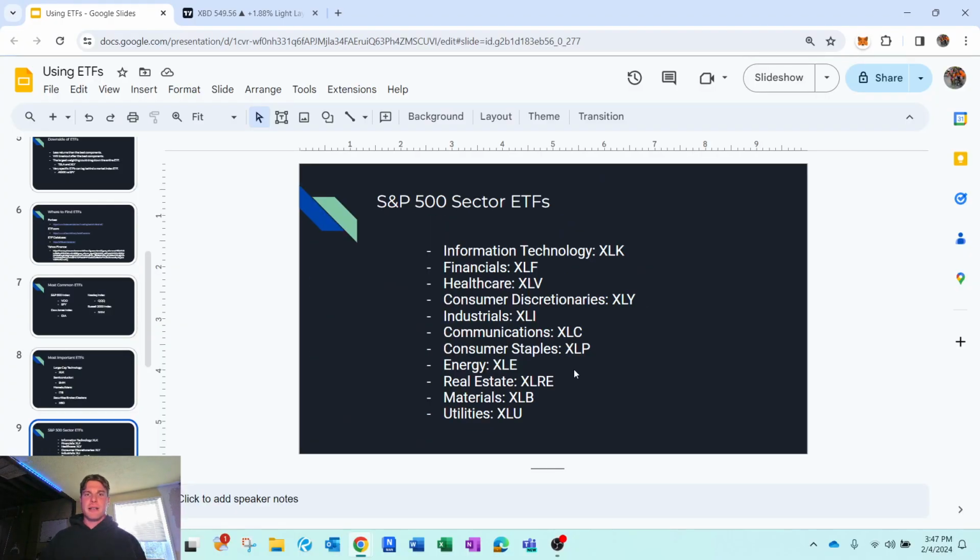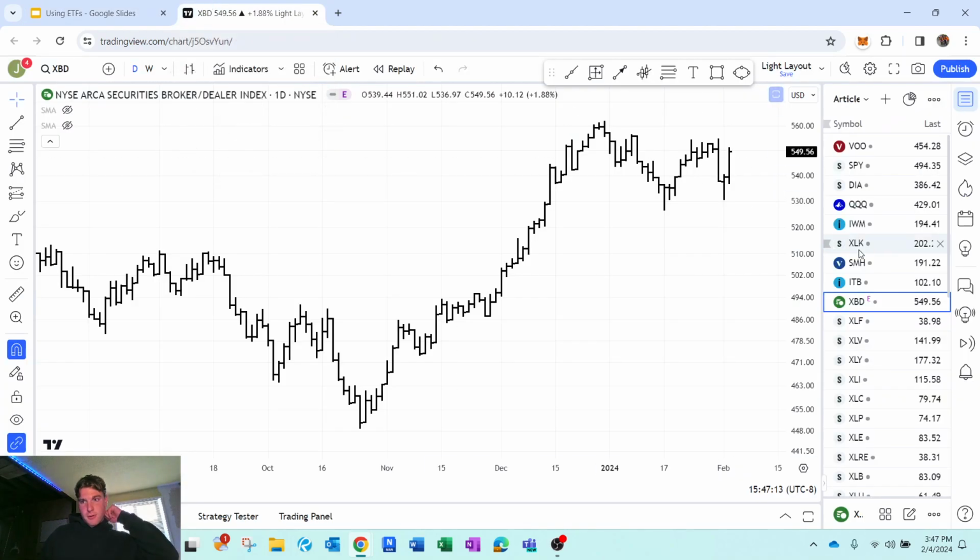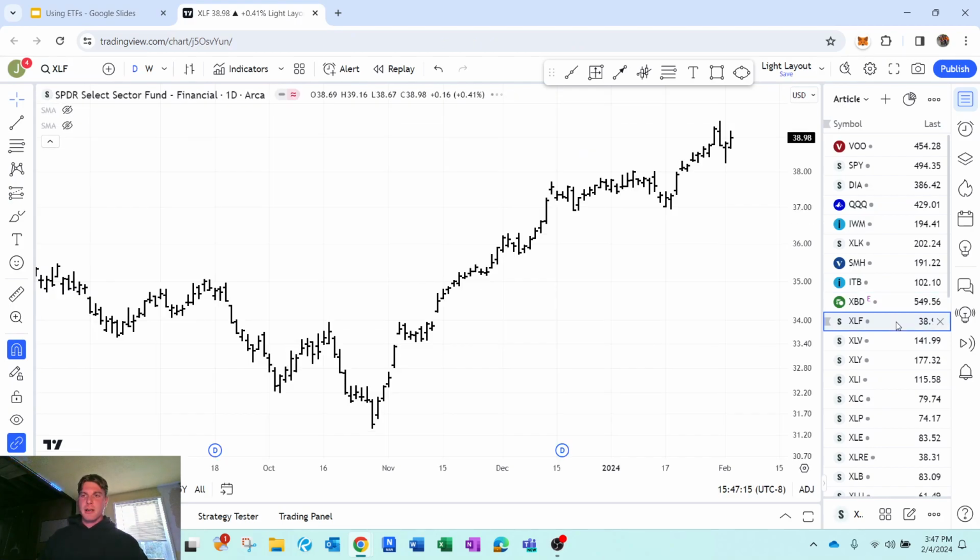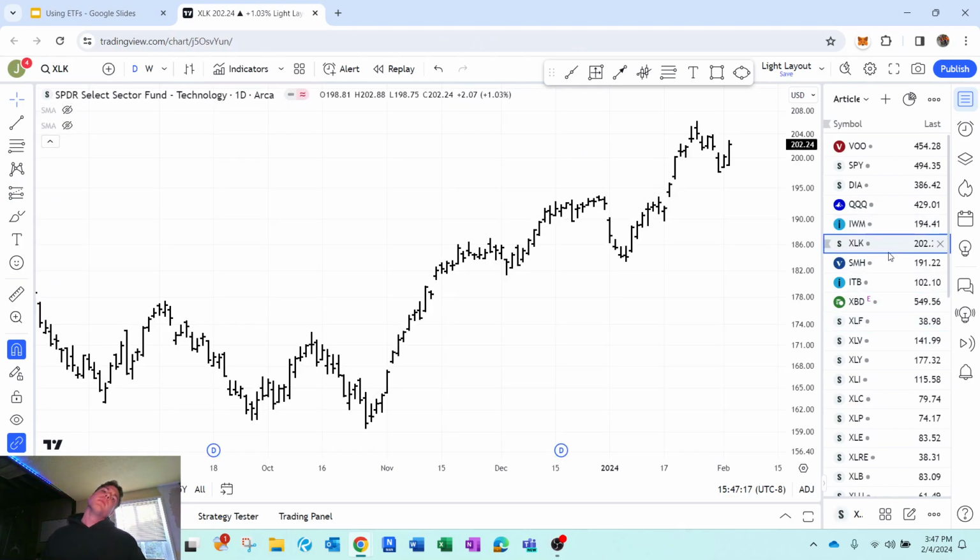When people talk about sector rotation, this is what they're referring to. As money moves from one sector to another, it's going to be looking to see where it can go. So we looked at the XLK already. That one's been making higher highs and higher lows.